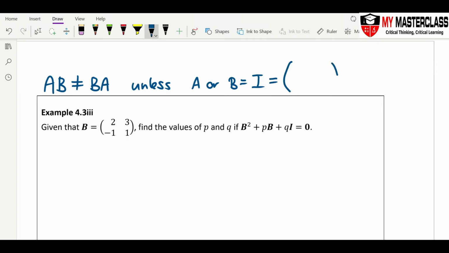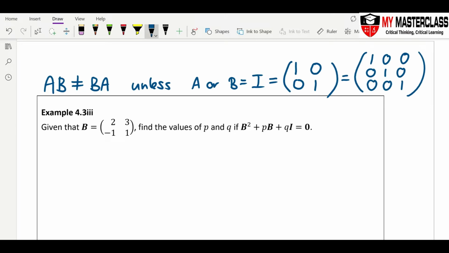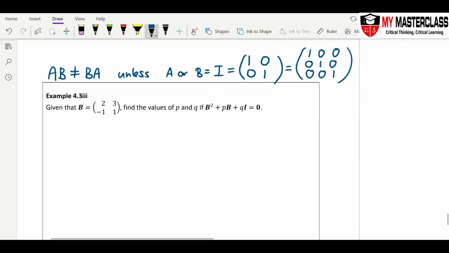Usually in secondary school, when we do matrices, it will be a square matrix. That means the rows and the columns are the same. So I could be in this form, or if you need a 3 by 3 matrix, then it will be in this form. So AB and BA are never the same.